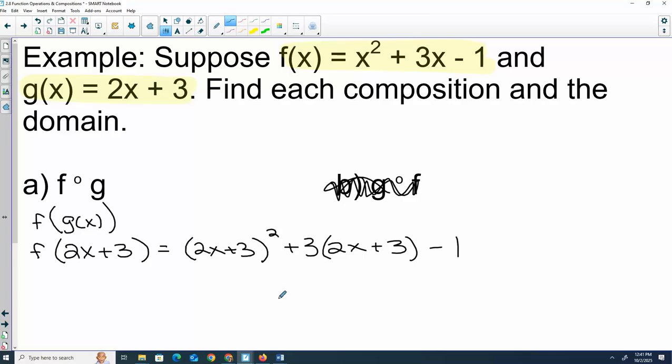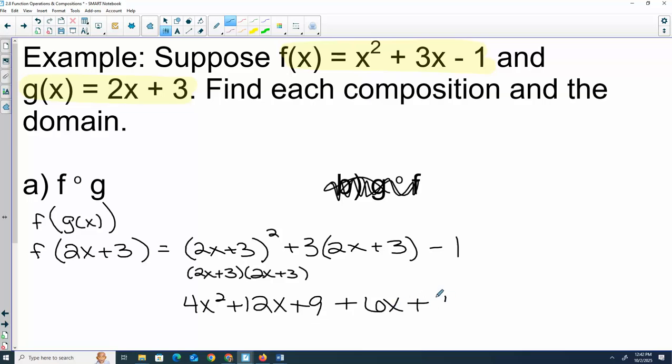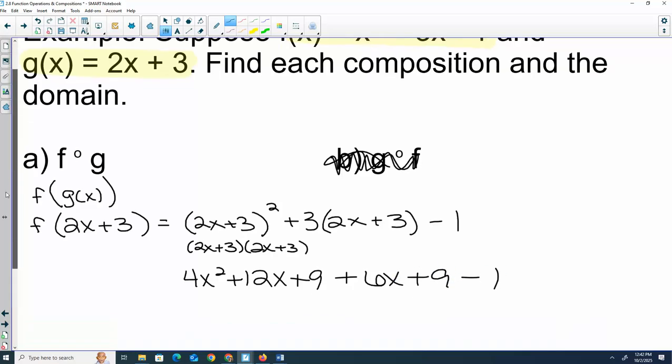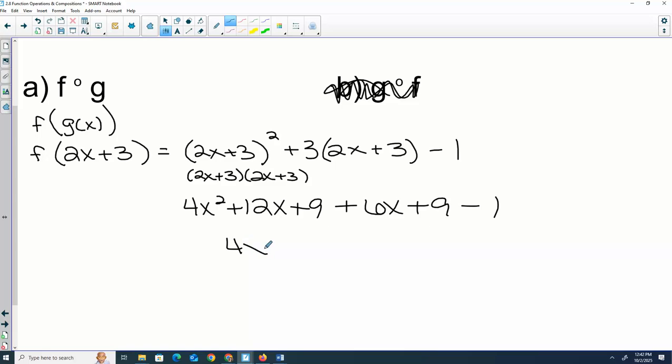How do I do 2x plus 3 squared? That would give me 4x squared plus 6x plus 6x plus 12x plus 9. Distribute that 3, so plus 6x plus 9, minus 1. So we get 4x squared plus 18x plus 17.